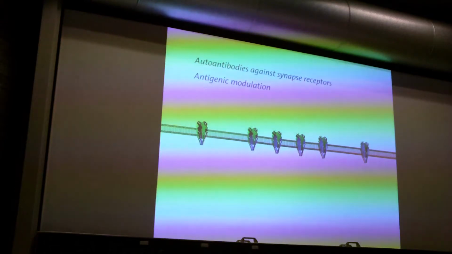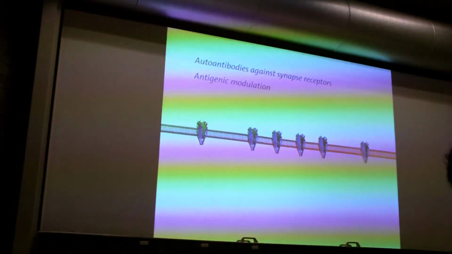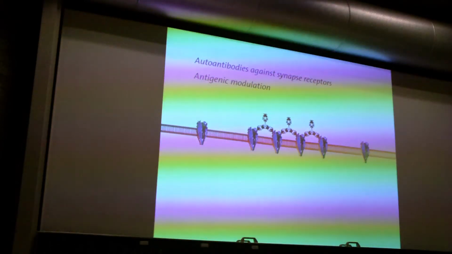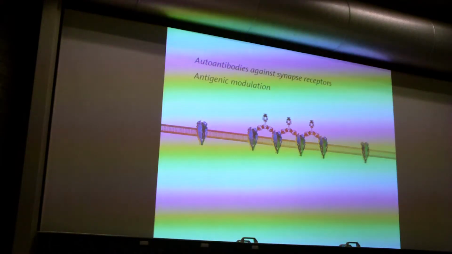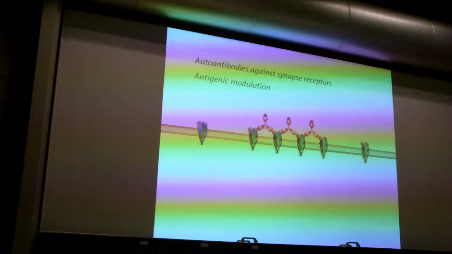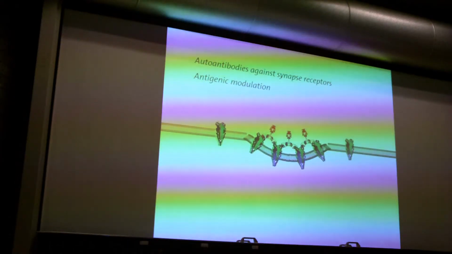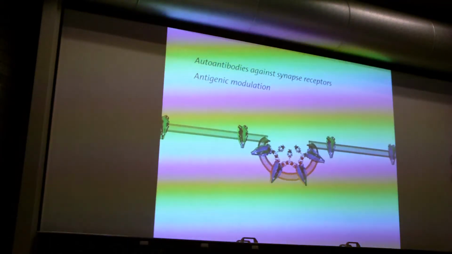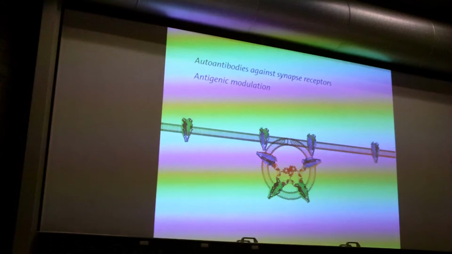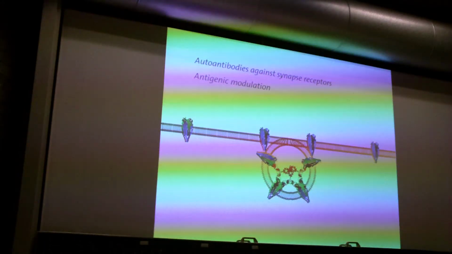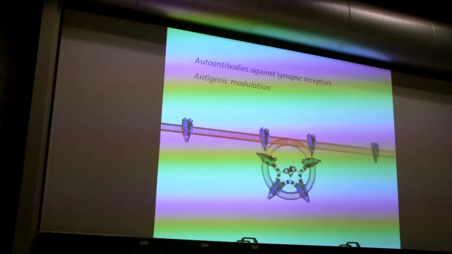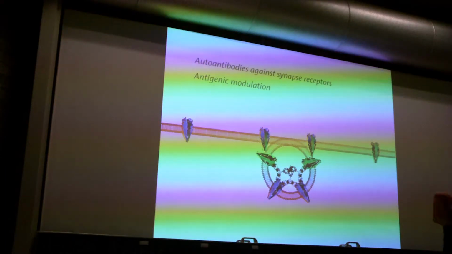apoptosis. There's another effector mechanism antibodies have. They can cross-link, and I think I've shown this slide to you before. They can cross-link to receptors, and they can modulate them, and then you get this internalization of the membrane and the antigen. So this doesn't involve the lysis of the cell in any way. It will just lead to fewer proteins on the surface.